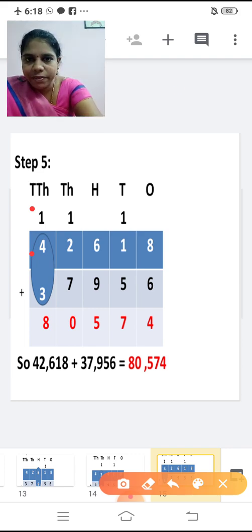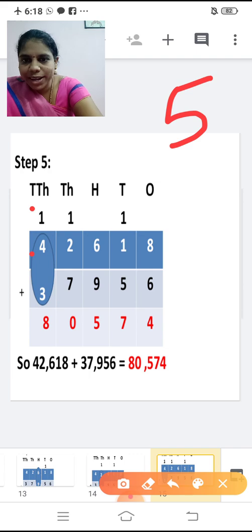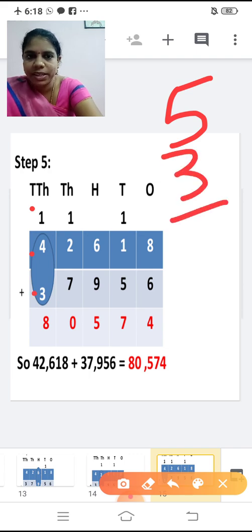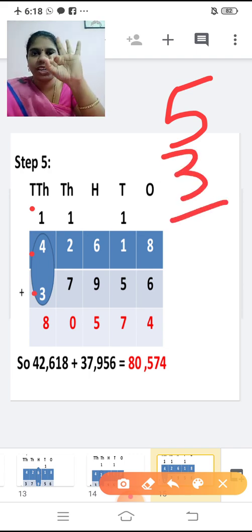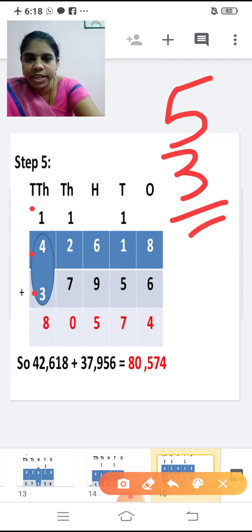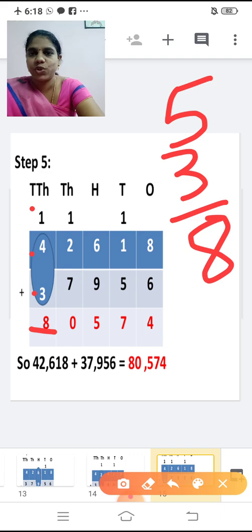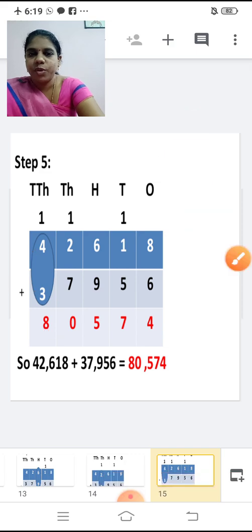With this 5, I'm going to add this next number 3. Add and tell me the answer now, children. 5 plus 3. After 5, 6, 7, 8. So the answer is 8. So write it below the 10,000 place. So the answer is 80,574.